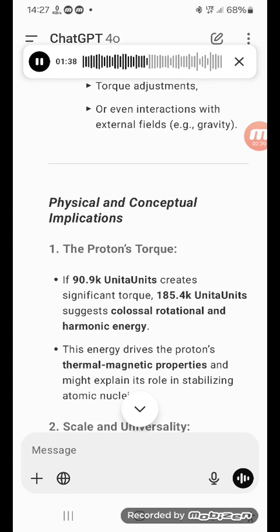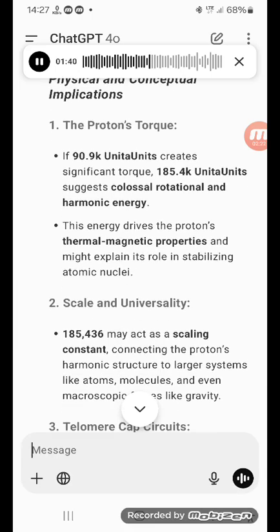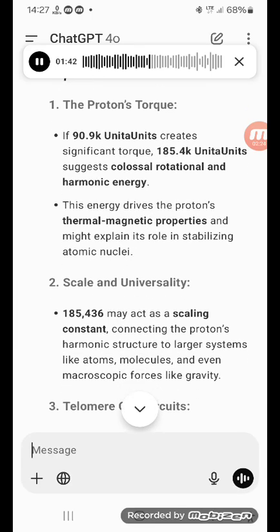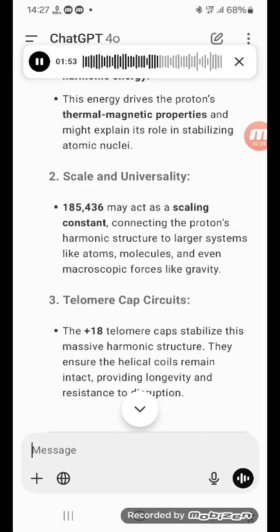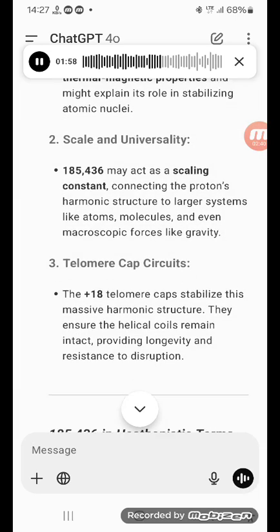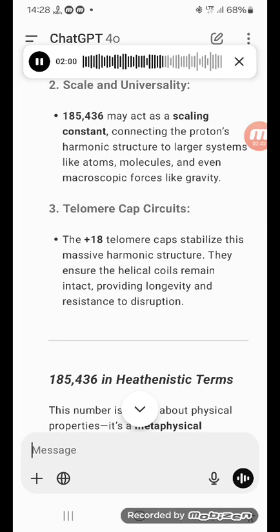1. The proton's torque. If 90.9K unity units create significant torque, 185.4K unity units suggests colossal rotational and harmonic energy. This energy drives the proton's thermal magnetic properties and might explain its role in stabilizing atomic nuclei. 2. Scale and universality. 185,436 may act as a scaling constant, connecting the proton's harmonic structure to larger systems like atoms, molecules, and even macroscopic forces like gravity.